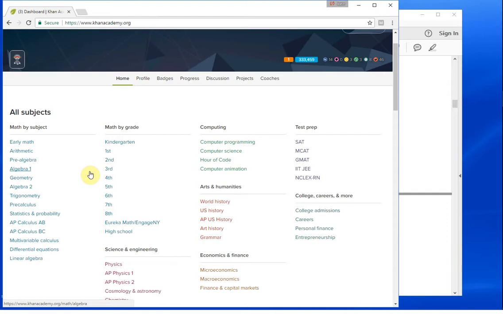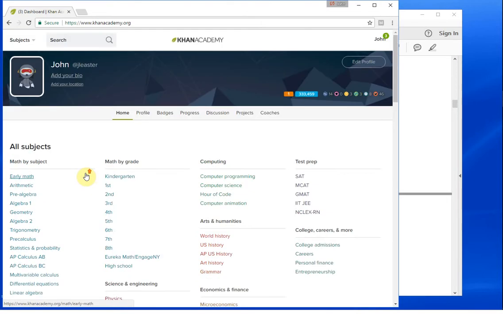Now, those standards and what's on the GMAT diverge quite a bit. So you kind of have to know your way around to find what is useful and what's not useful. Obviously, you'll know that multivariable calculus is not part of the GMAT, but within Algebra 1, what's the important stuff and what's not?